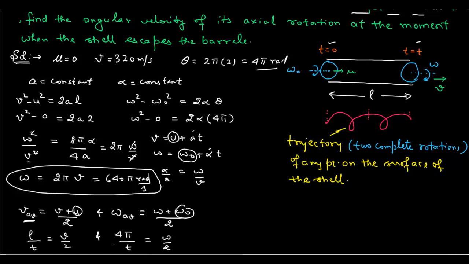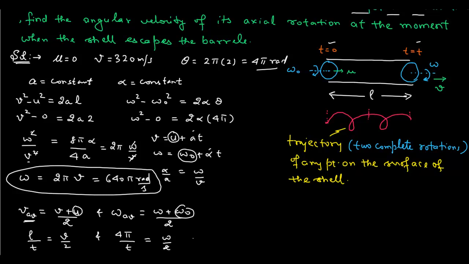And if I divide both these equations, I can write omega is equal to 4 pi v by L. And if I substitute the values of v and L, v is 320 meters per second and L is 2 meters, finally I will get 640 pi radians per second. Clear? So you can use this second method also to solve the problem.